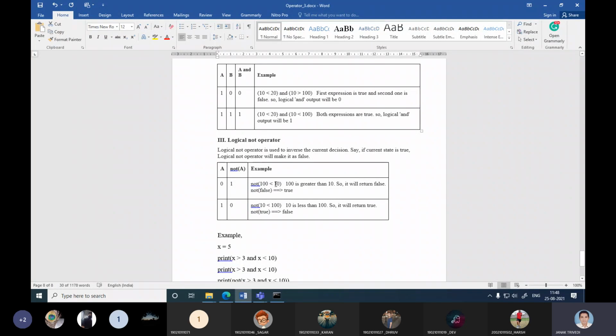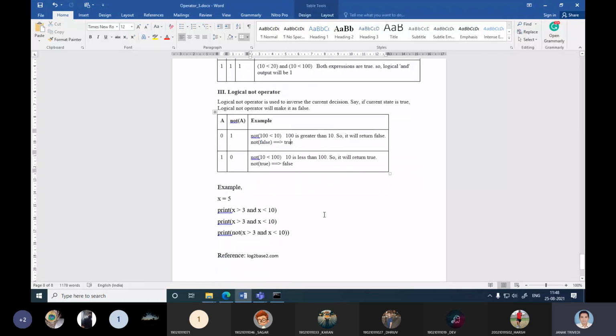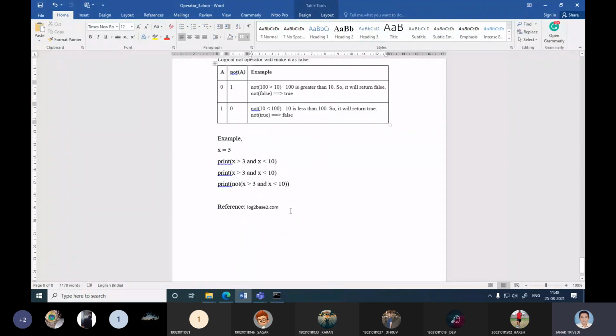Not 100 less than 10. So 100 is greater than 10, so it will return false. Not false, then it becomes true. Then 10 less than 100. Yes, it is true, but not true is false. So this is the case.